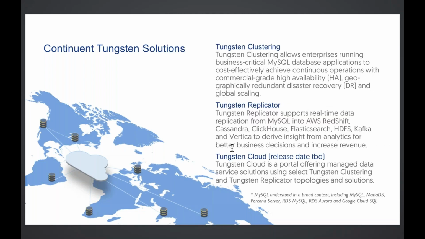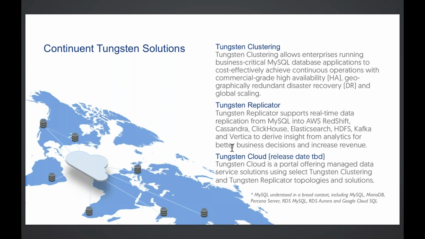So what do we really have to offer you? We have 2 main generally available products, Tungsten Clustering and Tungsten Replicator. Shortly, Tungsten Cloud will be released, where we will be offering all of these services in a DBaaS, or database as a service, sort of delivery method.